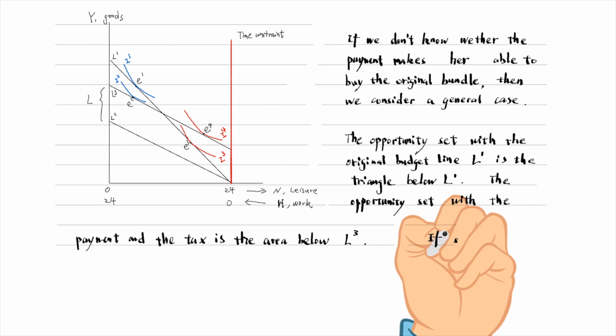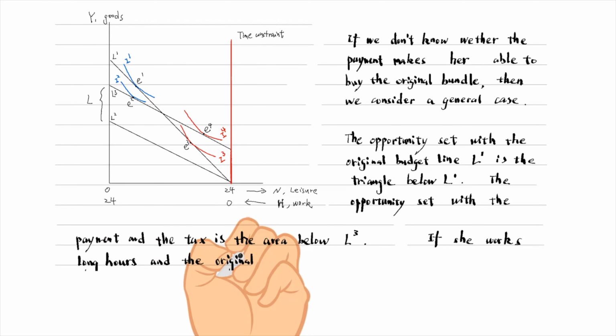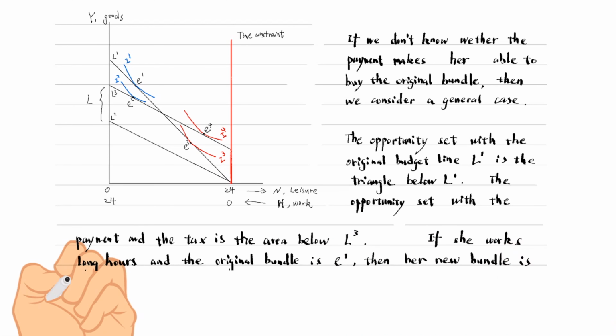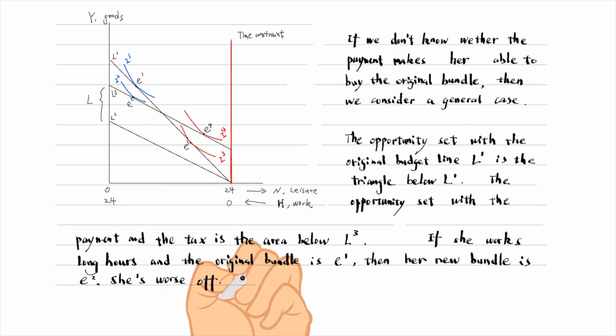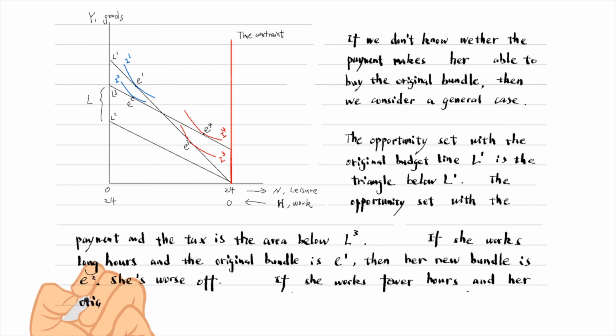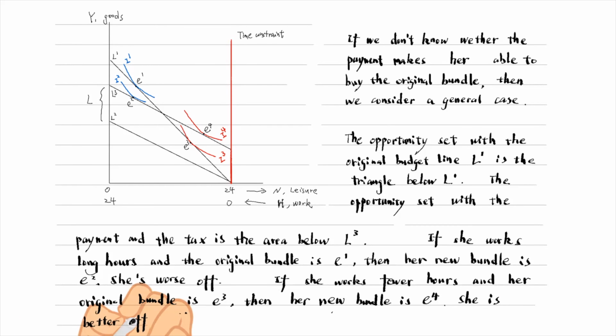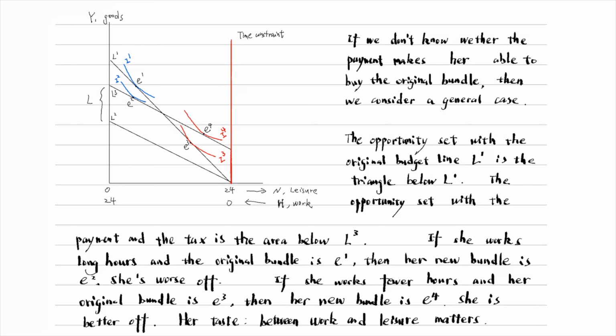If the consumer works long hours and her original bundle is E1, then her new bundle is E2. She is worse off after the payment and the tax. If she works fewer hours and her original bundle is E3, then she is better off by choosing the bundle E4 after the payment and the tax. So whether she accepts the welfare payment depends on her taste between work and leisure.